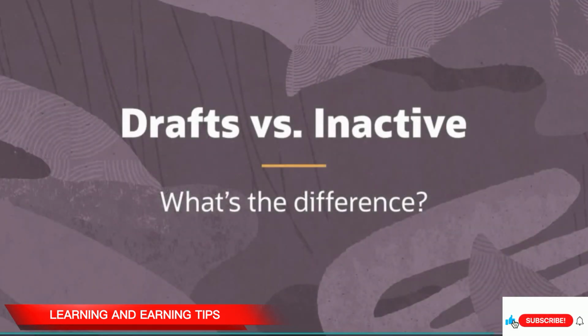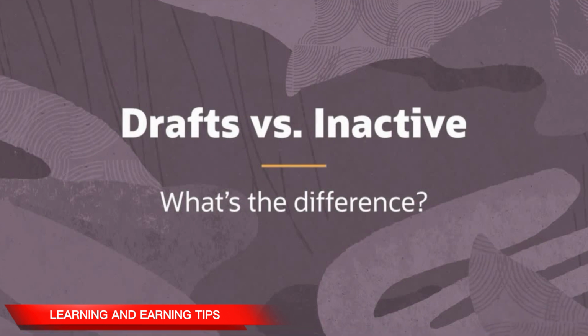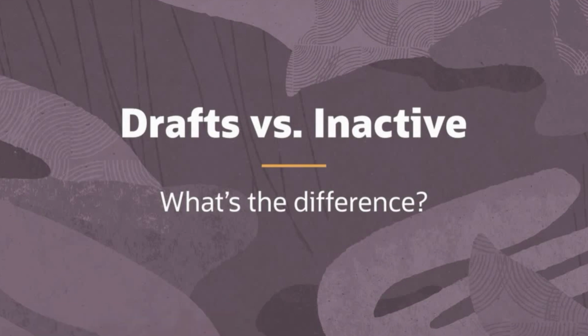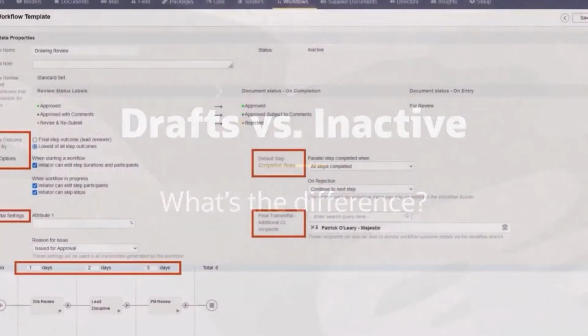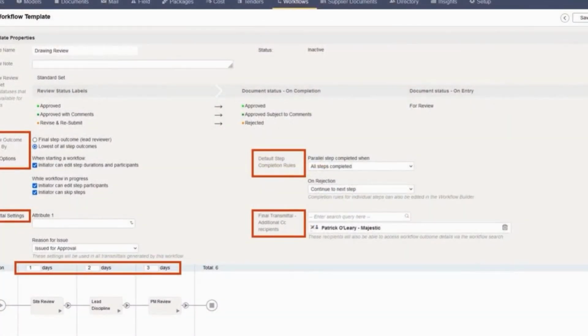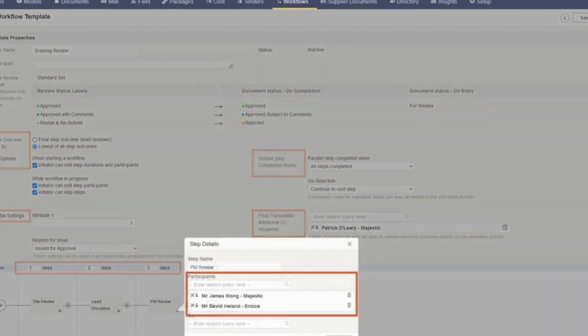Finally, let's discuss the difference between drafts and inactive templates. Draft templates allow more template details to be edited. With inactive templates, there are fewer options to edit. But there are still things that can be edited, such as workflow outcome, initiator options, completion and transmittal settings, as well as step participants and duration.